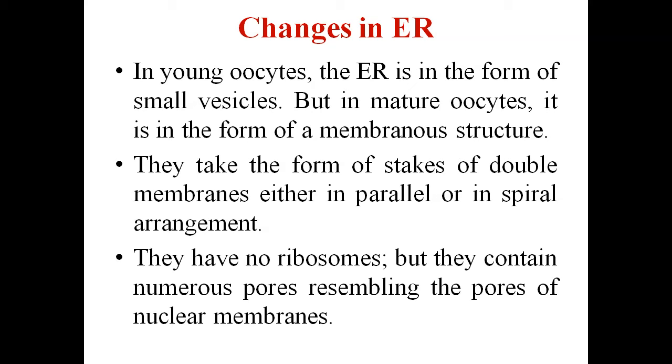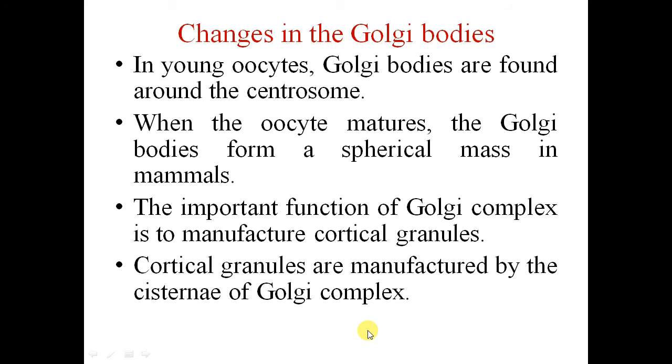Changes in ER, what is the endoplasmic reticulum? When we talk about the young oocyte, the endoplasmic reticulum is in the form of small vesicles. But when it matures, it is in the form of a membranous structure. They take the form of stacks of double membranes, either in parallel or in spiral arrangement. They have no ribosomes, but they contain numerous pores resembling the pores of the nuclear membranes.